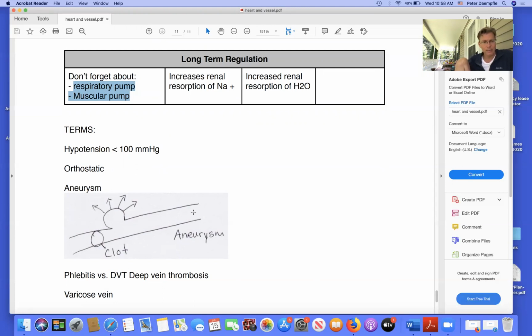Let's talk about hypotension. Anytime the high number is less than 100, people feel dizzy, confused, and tired. Orthostatic hypotension refers to standing up and getting dizzy and confused and tired. And that's often associated with older people because when they stand up, the baroreceptor reflex that we talked about takes too long to work.